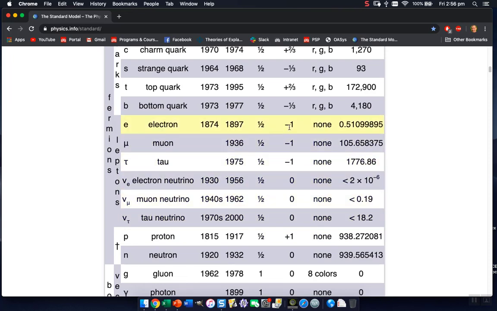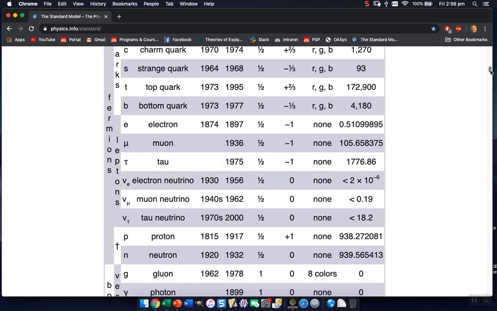And you can see their charges are whole numbers. The electron, as you know, has a charge of -1. The muon and the tau likewise have a charge of -1. The neutrinos have 0 charge. We know that neutrinos are very, very tiny. They have very tiny masses relative to everything else here, and they're very hard to detect because they don't have charge and they don't have much mass, so they just go through everything. So we've got the neutrinos.